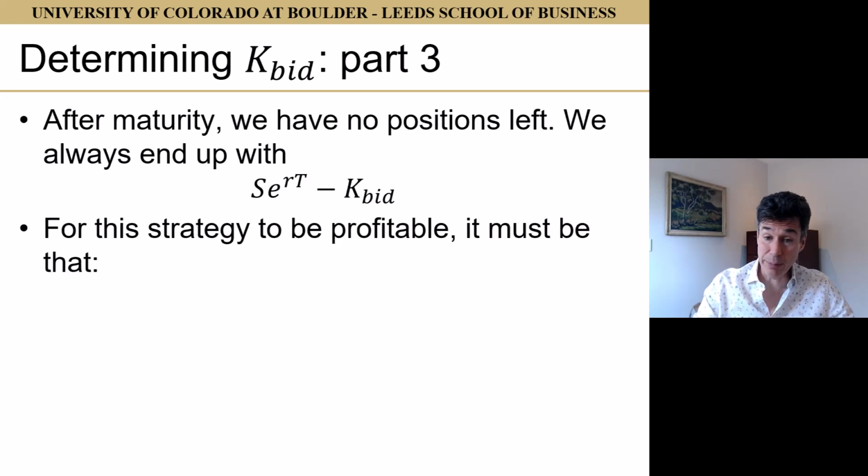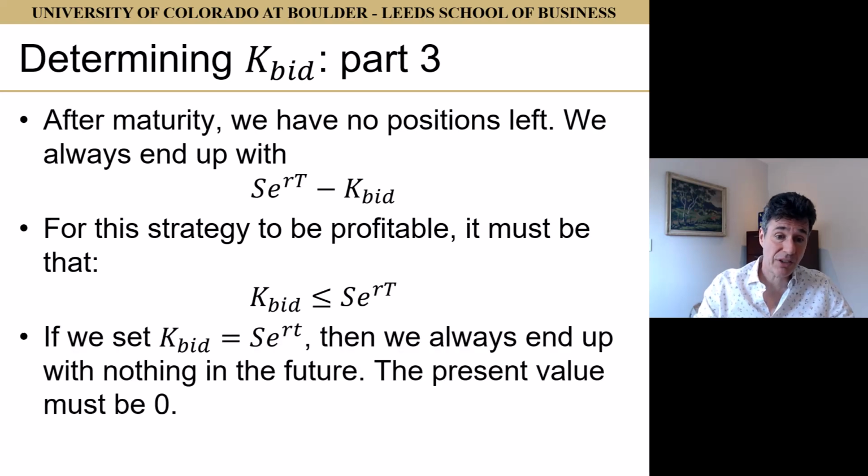For this strategy to be profitable, it must be that K bid is less than or equal to S e to the RT, and if we set it equal to S e to the RT, we always end up with nothing in the future. Present value must be 0.